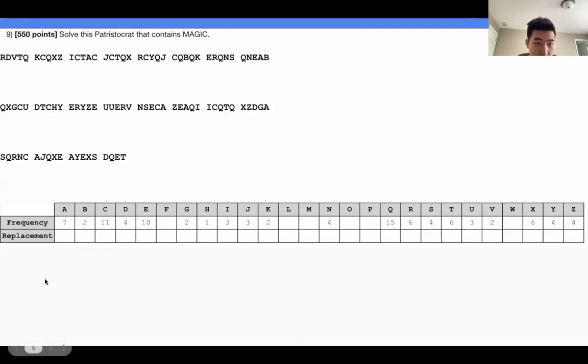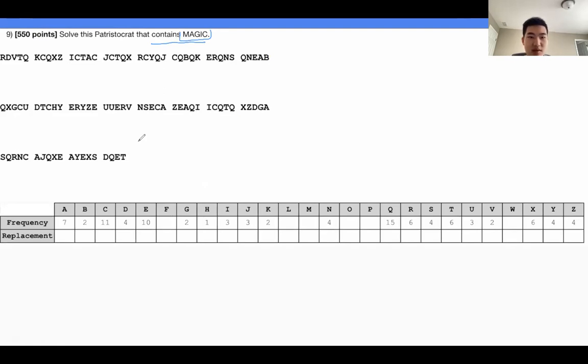Wait, let me just make sure I didn't skip one. Yeah, all right. So this one, it says it contains magic. That doesn't necessarily mean that it has the word magic in it. It could be magician or something, but it contains the 5-letter thing magic. So it's not as helpful as some other hints were because we don't know where magic happens, right? So we could just go about solving this like a regular unhinted Patristocrat, or we could somehow try to root out where magic is.